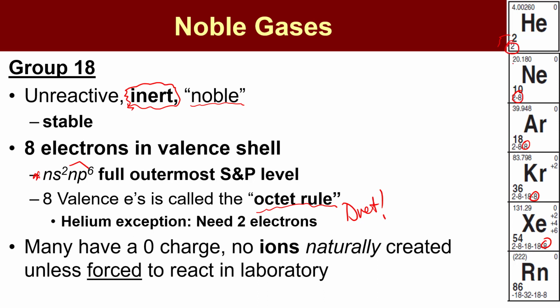Helium only has 2 valence electrons, but yet it's unreactive. Well, let's go back to atomic structure and remember that in helium, there is only a 1s sublevel, and once you put those 2 electrons in it, that's it. You have filled the energy level, and it is inert.